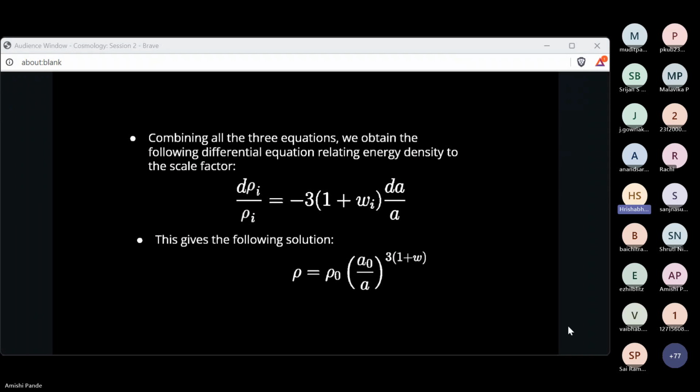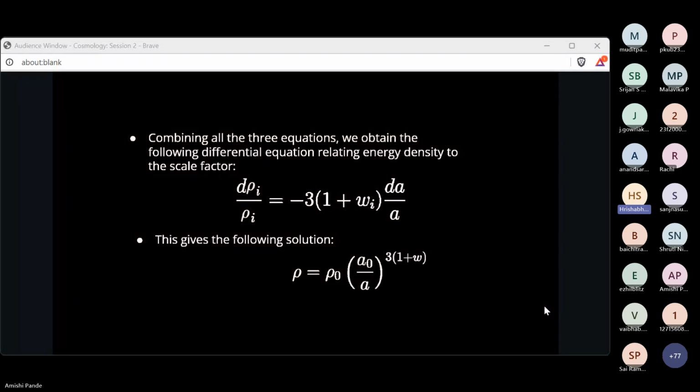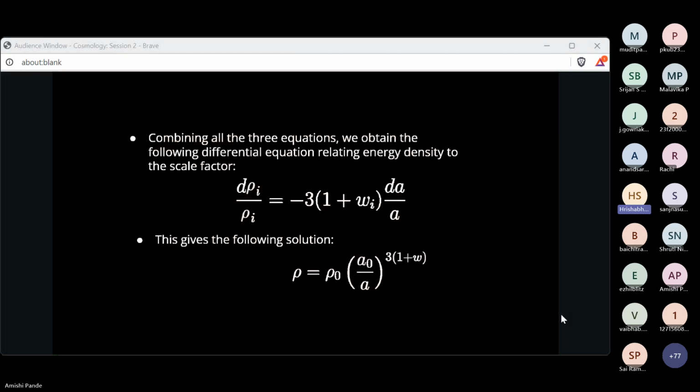Rho is rho naught (A naught by A) to the power 3 into (1 plus omega). Now we know how rho varies. Someone was asking whether rho is a function of time or a function of scale factor. Yes, it is a function of scale factor, and this is the function that we get from a simple fluid equation and the equation of state. Now W, we all know what W is, right? W is the equation of state factor, which has the value 0 for matter and 1 by 3 for radiation. You can move to the next slide, Amishi.